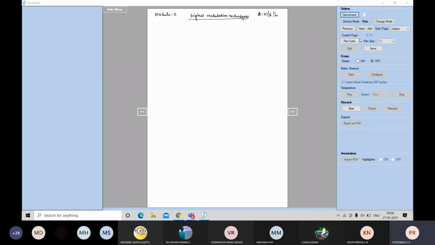But before we go for these QPSK or the PSK in detail, let us understand what is the basic idea we should have before we start understanding these PSKs in detail. Okay, so let us go for the introduction.